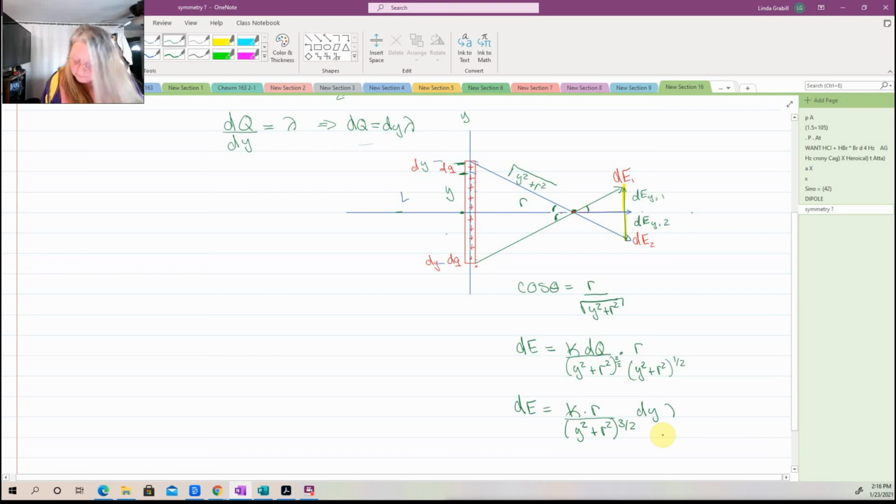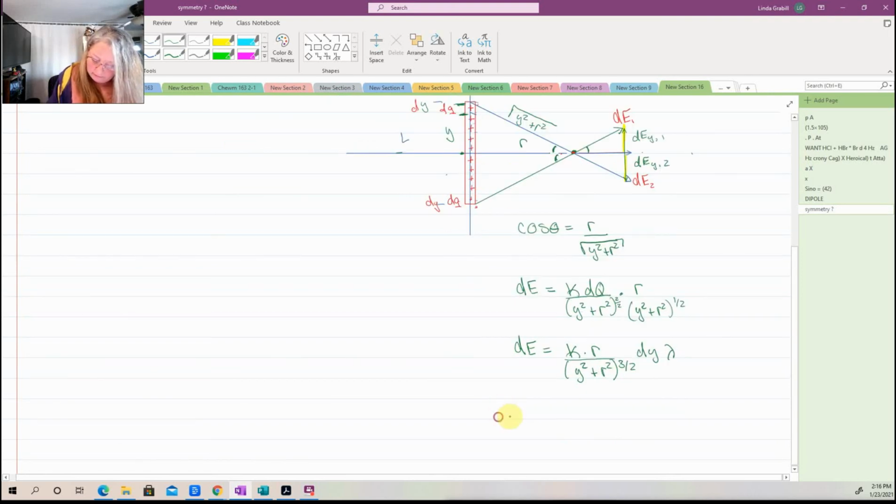All right, so now I'm ready to start setting up this integration. I'll have the integral of dE equal to, we can pull out our constants. So I'll have k, the distance away r is not changing, that's constant, so I can pull that out. And lambda is constant too, so I can pull that out, times the integral of 1 over (y squared plus r squared) to the 3/2 dy.